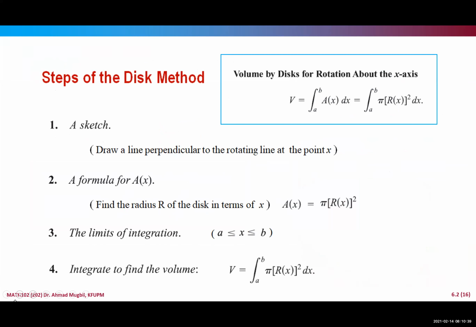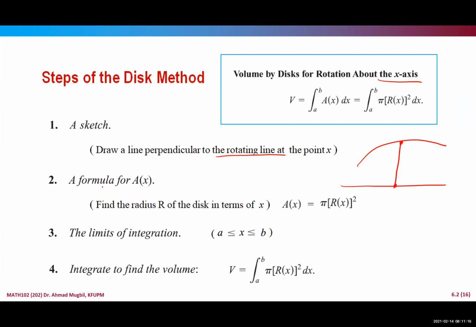I have made the steps for you, Shabab, on how to use the disk method. I think it is very clear. You need to sketch the region, not necessarily the solid. Then you need to draw a line perpendicular to the rotation line. Let's talk about the x-axis or any line parallel to the x-axis. This is the region, this is the x-axis. Draw a line perpendicular to the x-axis, so it will be perpendicular to the rotation line.